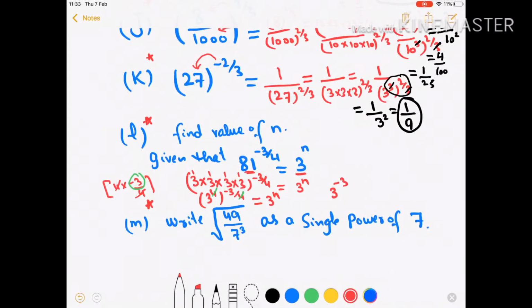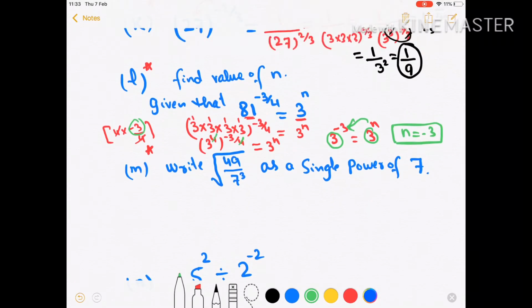So now on the left it comes 3 to the power minus 3, and on the right comes 3 to the power n. When the bases are the same, the powers are equal to each other. Bases are 3 and 3, so n is equal to minus 3. This is the answer for that question. Very important question.